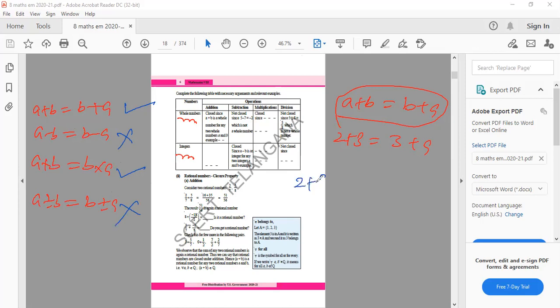2 plus 3 is equal to 3 plus 2. It's valid. If you take 2 minus 3 is equal to 3 minus 2, it is a wrong answer. 2 minus 3 is minus 1, 3 minus 2 is plus 1. So it is not valid. That's what I was making.